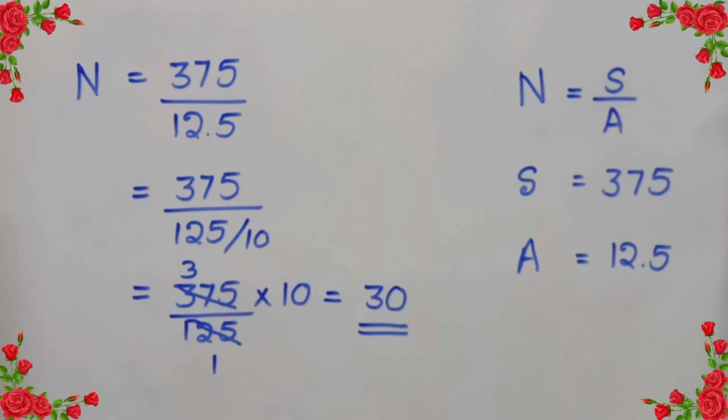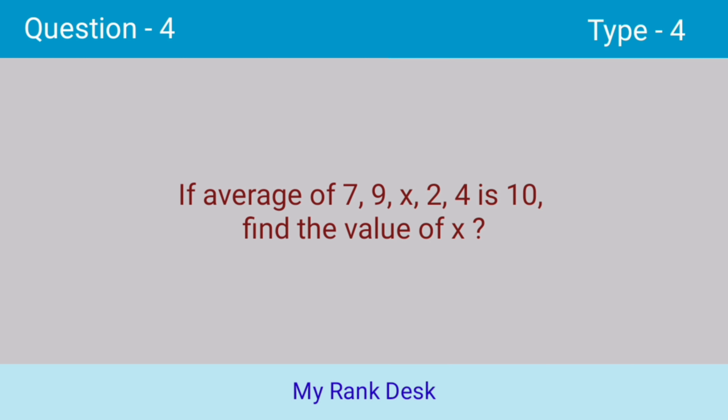Answer 30. Next question. If the average of 7, 9, x, 2 and 4 is 10, find the value of x. Let's see how we can find the answer. To find the value of x, first add the observations together. Then subtract the sum from the product of the given average and number of terms. The result will give the value of x.